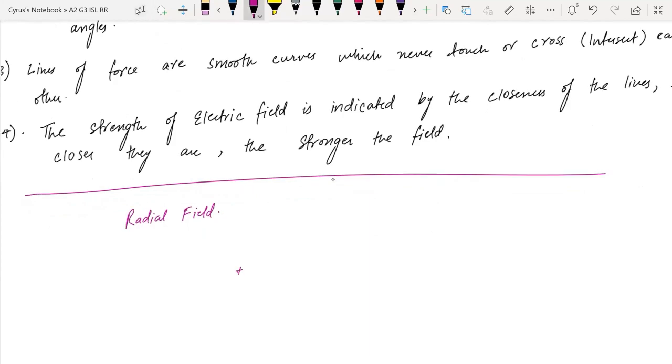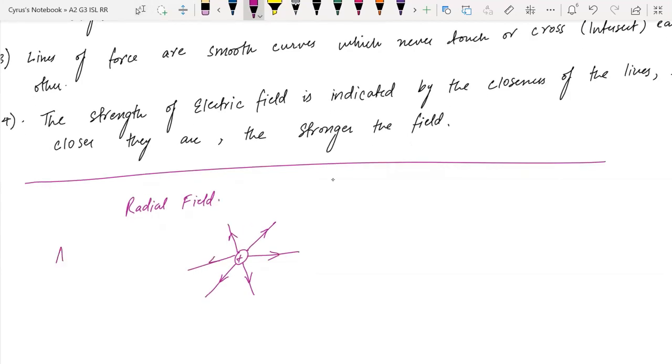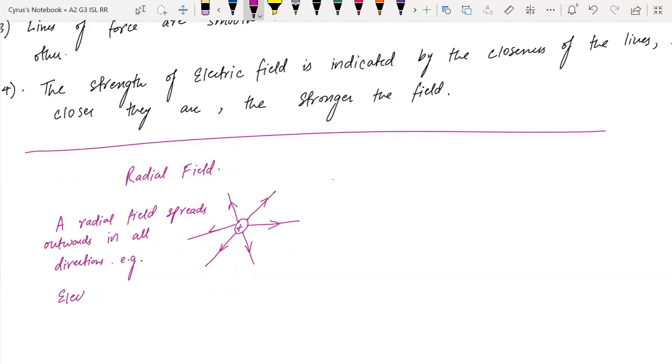That if we have a positive charge here, you see that the point charge is going to exhibit electric lines of force like this. So we get a radial field, and the radial field spreads outwards in all directions. So this is an electric field around a point charge sphere, a radial field.